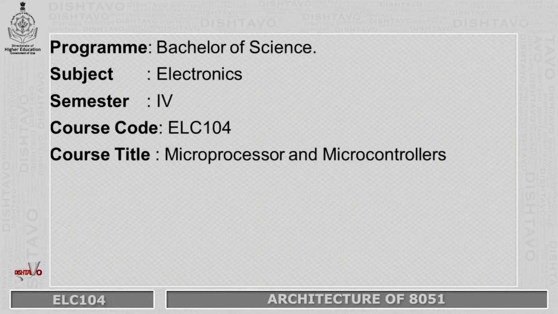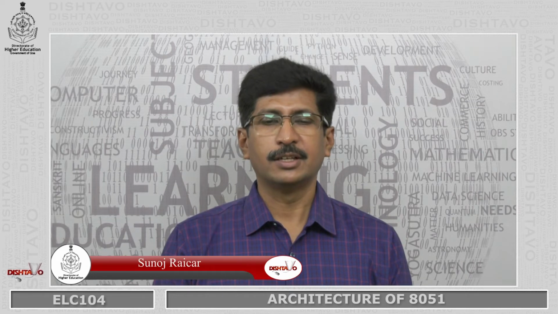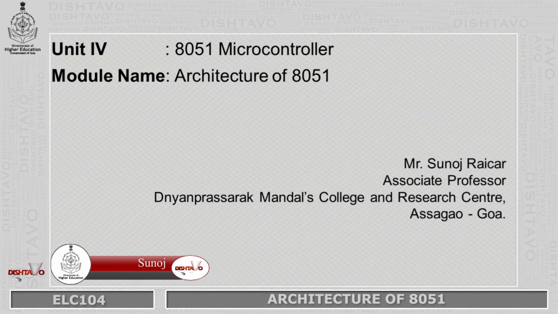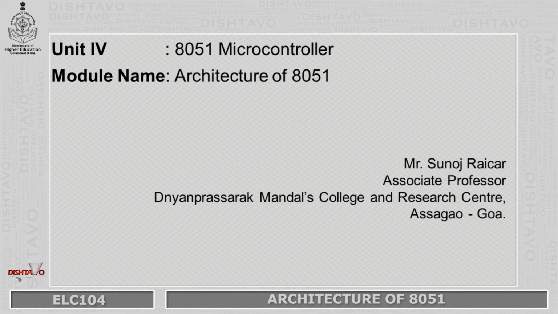Hello and welcome to this module under the course of microprocessors and microcontrollers. The course code is ELC104. Myself, I am Sunoj Raikar, Associate Professor at DMS College and Research Center, Asagaon, Goa. The name of this module is Architecture of 8051.